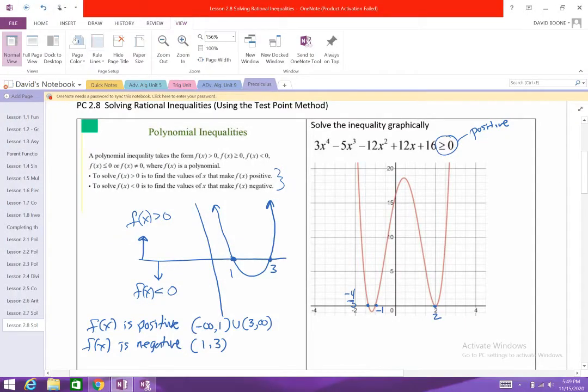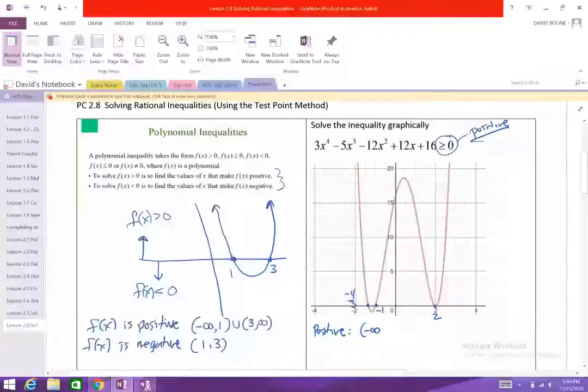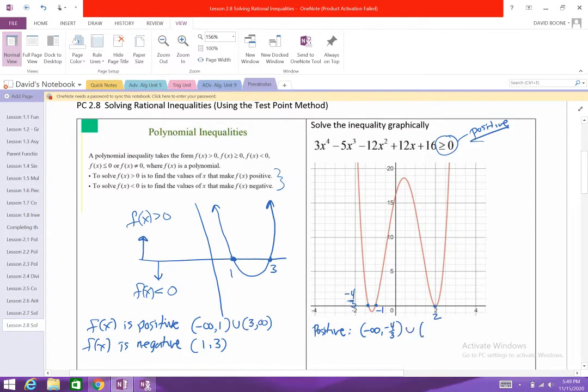All right. So if I'm looking to see where this is positive, it's everything that's above, so it is positive on the following interval from negative infinity all the way up to negative 4/3. Okay, and united with everything here from negative 1 all the way up to 2. And united with everywhere from 2 and above.